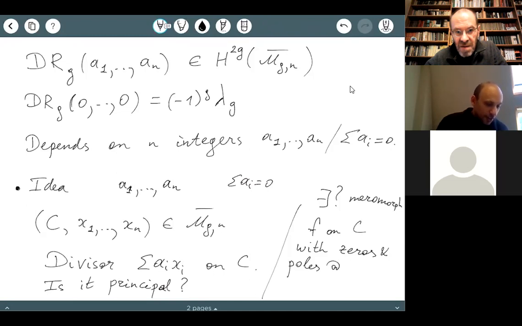So is there a function with zeros and poles at the points x_1,...,x_n of orders a_1,...,a_n? So if a_i is positive, it's a zero. If a_i is negative, it's a pole. If a_i is equal to zero, a_i is actually also allowed to be equal to zero. In this case, x_i is just a point that is neither a zero nor a pole. And we're asking, does there exist a function with precisely these zeros and poles? So if the answer is yes, then we include this point in the double ramification cycle.